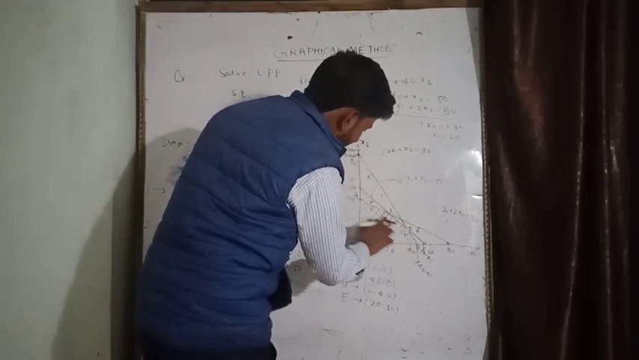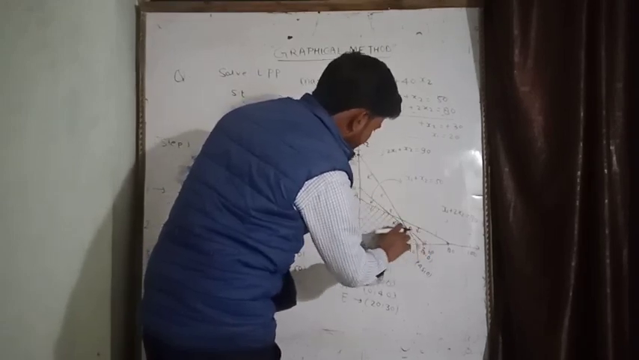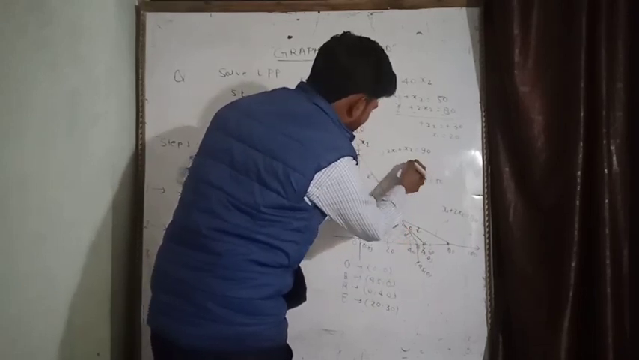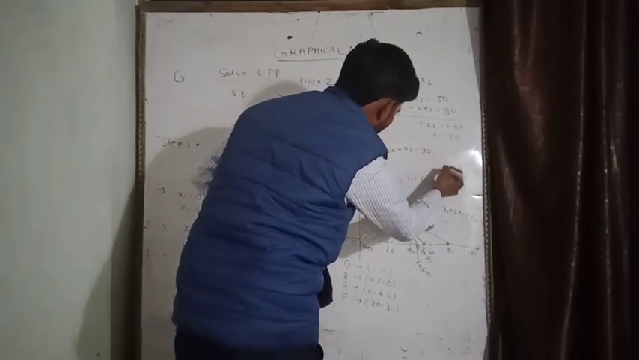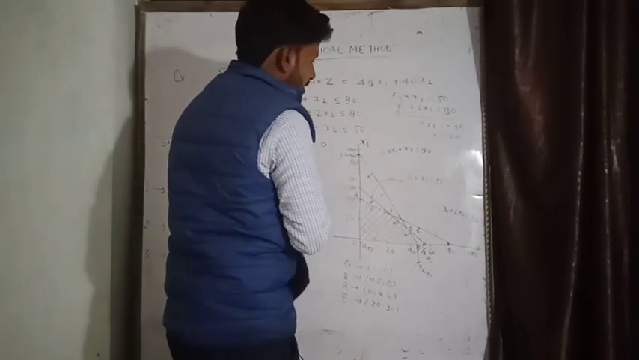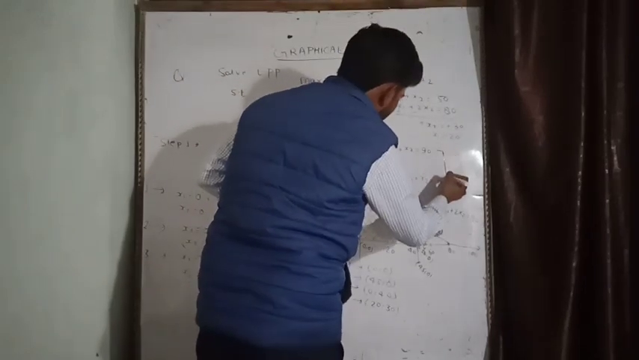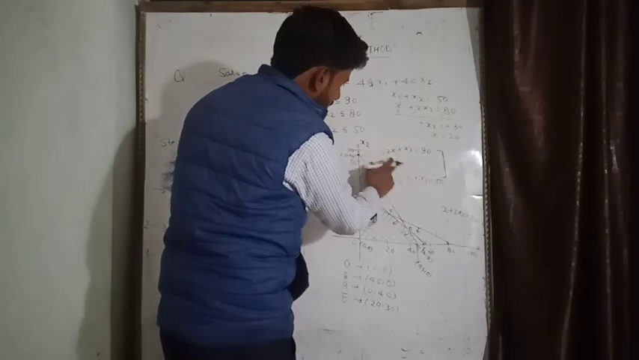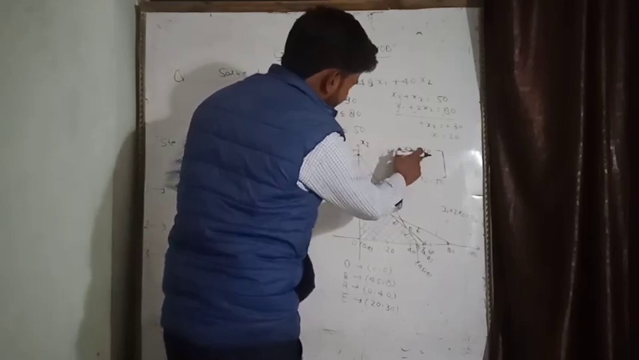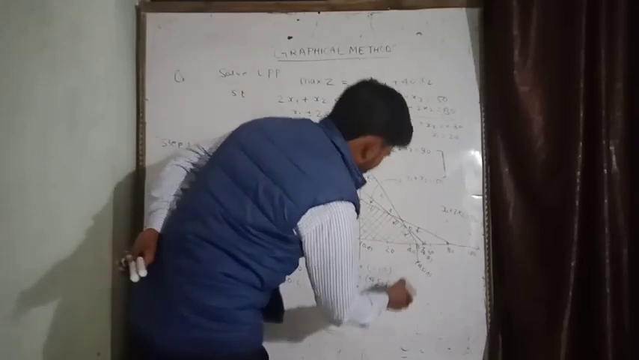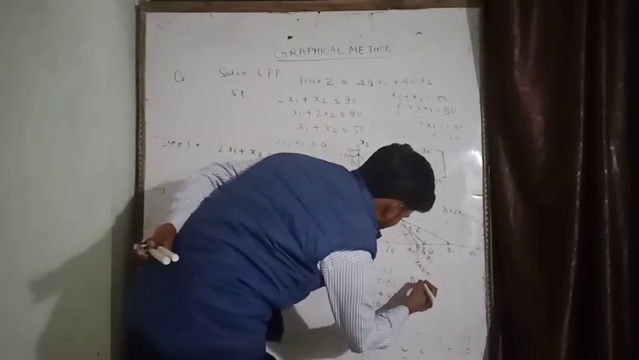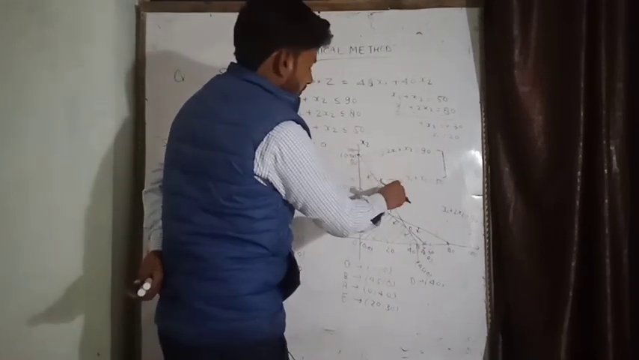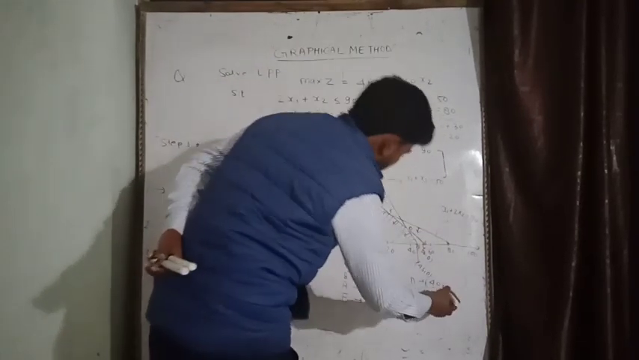Similarly, if we find this point D, this point D is the intersection of x1 plus x2 and this line. So after solving these two equations, subtracting, x2 cancels out, 2x1 minus x1 is x1. So x1 is equal to 40. After putting the value of x1 as 40, x2 is 10.